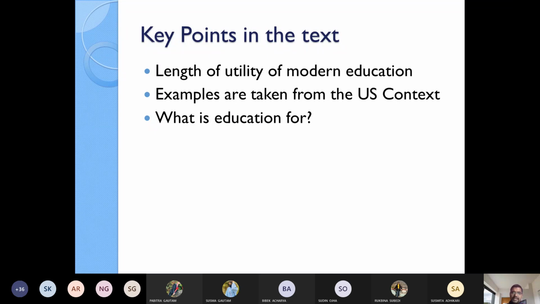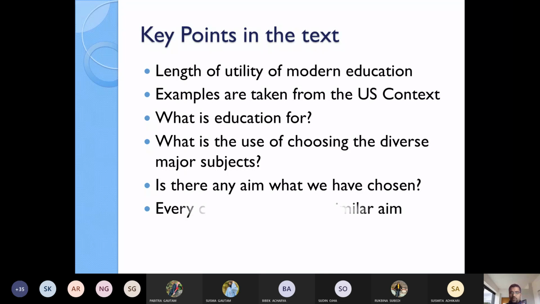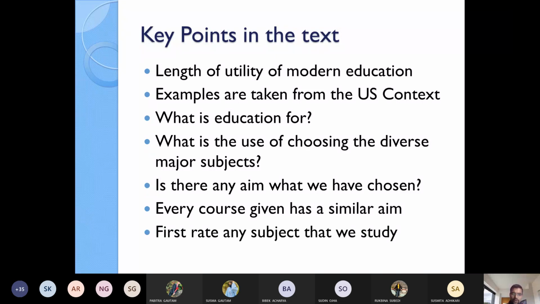And the major idea throughout the text is this: what is education for? What is the use of choosing diverse major subjects? Is there any aim in what we have chosen? Every course has been given a similar aim. So the main idea we focus on while choosing the course is this.